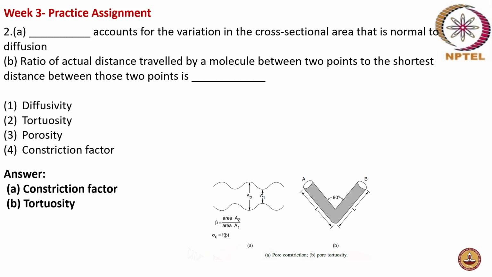This constriction factor, which is denoted by sigma c, is a function of a parameter called beta, which is the ratio of the largest cross sectional area to the smallest cross sectional area in that particular pore. When these two areas are equal, then obviously beta is equal to 1 and the constriction factor is also equal to 1. Whereas if A2 is 10 times higher than A1, how do you think it will affect sigma c?